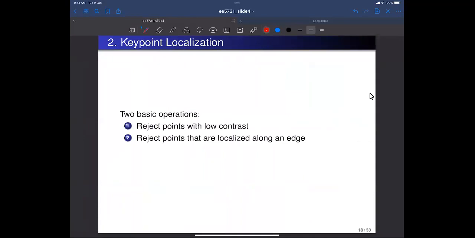The first one: reject points with low contrast. Okay, so that is the first one, reject key points with low contrast. And the second is reject points that localize along the edges. Okay, so let's learn these one by one. Rejecting points with low contrast is very simple.